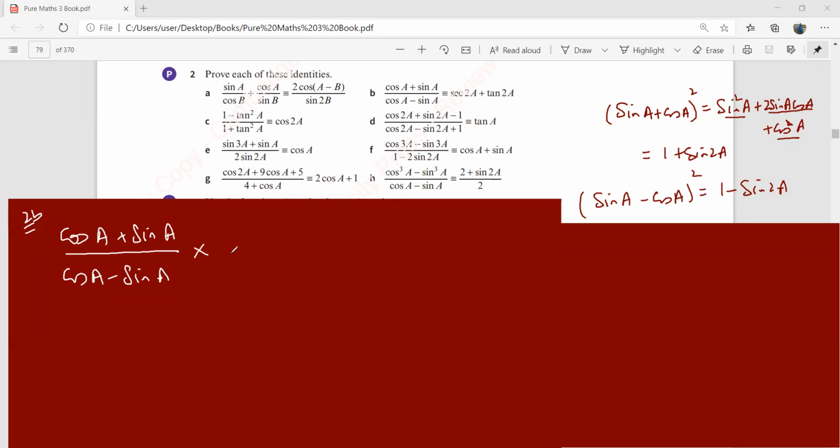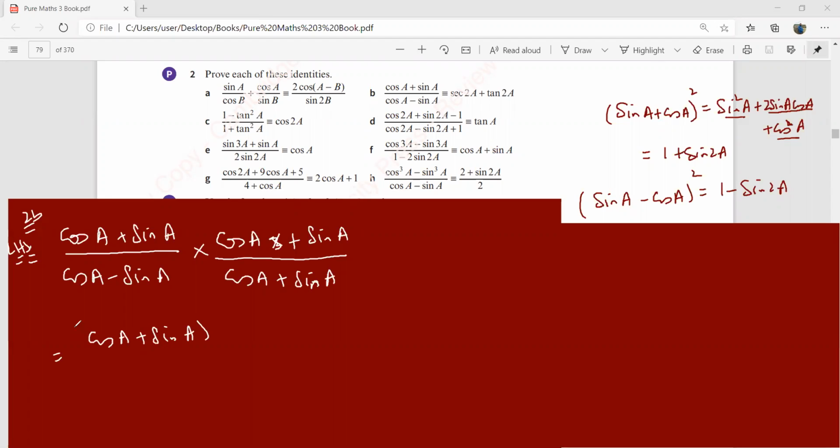This is a very advanced kind of an identity. You will have to multiply the numerator and denominator by (cos A + sin A) over (cos A + sin A). I remember we have done a lot in our FSc like this, okay? So this is the left-hand side. Now the numerator becomes (cos A + sin A)², and the denominator is (A + B)(A − B), so that is cos²A − sin²A.